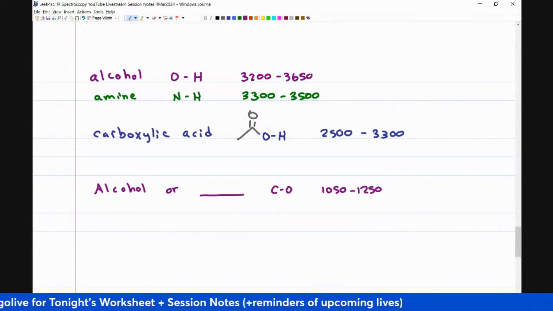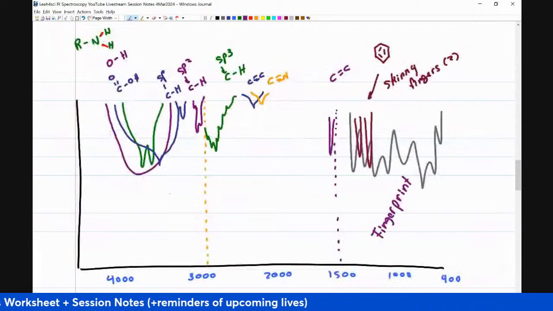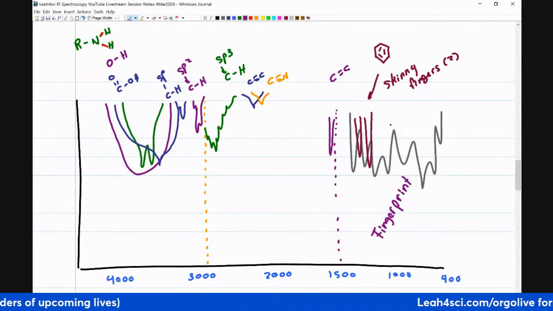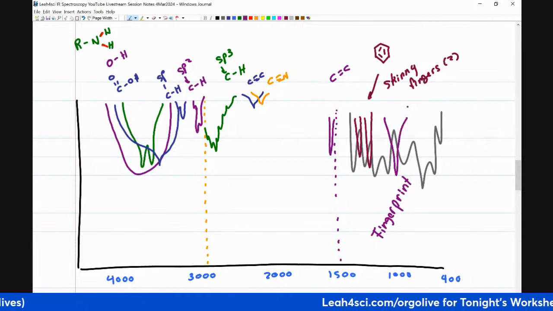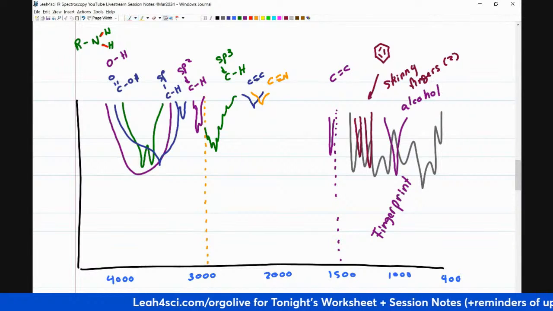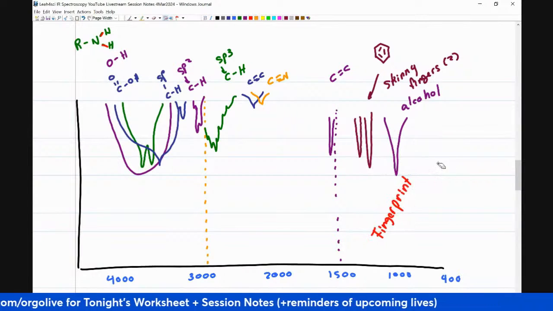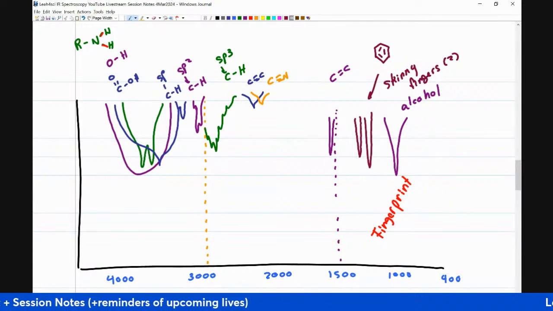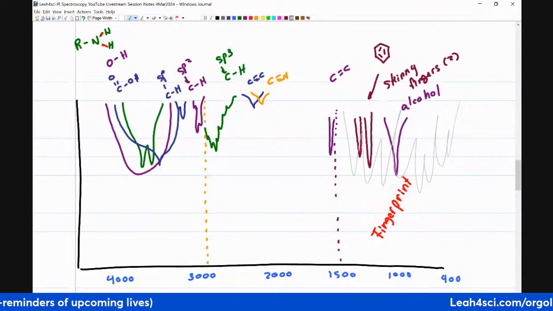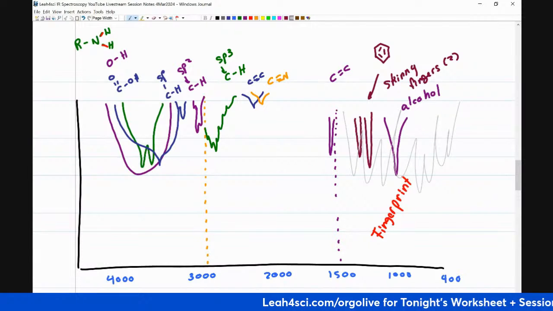So around the 1000 range is where I'd be looking for the alcohol, and it would look something like this. Let me change that so we don't get confused. And I'm going to take out this right here so you can see what I'm actually looking at. I'll put it in like that, kind of like background noise. There we go. So that's what we're looking for in the fingerprint region.